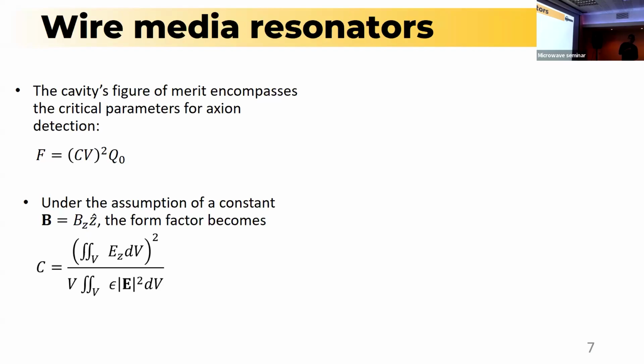The form factor, particularly when we are assuming an external magnetic field along Z, along the axis of the wires, has this shape. And it basically indicates how uniform our field is inside the cavity. It's a measurement of the field homogeneity inside of our cavity.